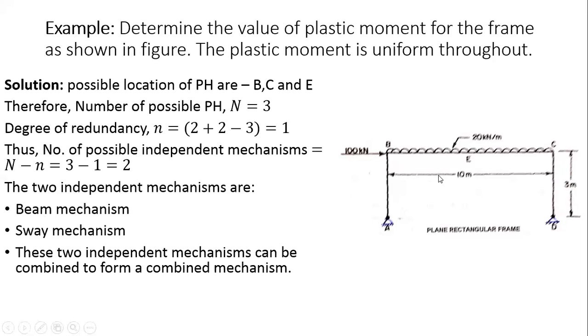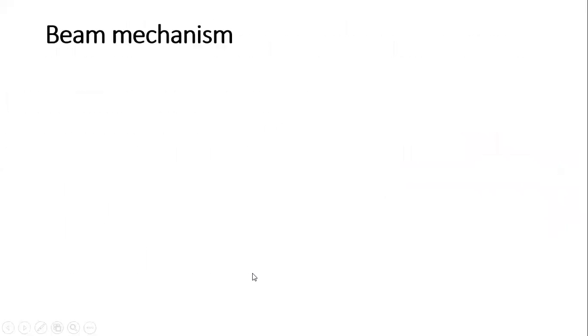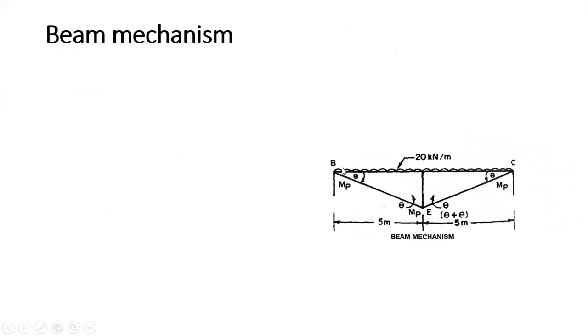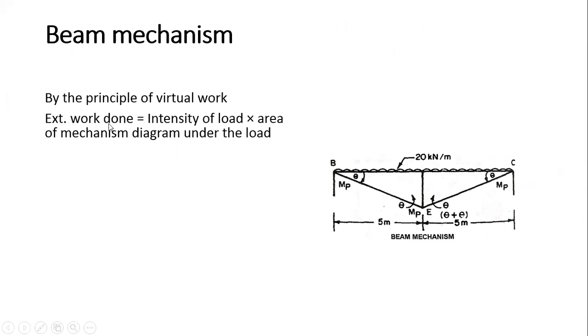So the 2 mechanisms are, one is your beam mechanism. This is your beam mechanism for this one BC. Then we have sway mechanism under this horizontal load. And these 2 independent mechanisms can be combined to form a combined mechanism. So first calculate the beam mechanism here. By the principle of virtual work, external work done is, for UDL, the intensity of the load into the area of the mechanism diagram under the load. So whatever the intensity, that is UDL, multiplied by this whole area of the triangle. That is your external work.